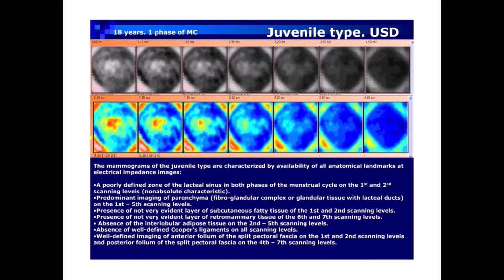Presence of a not very evident layer of subcutaneous fatty tissue on the first and second scanning levels. Presence of a not very evident layer of retromammary tissue on the sixth and seventh scanning levels. Absence of the interlobular adipose tissue on the second to fifth scanning levels. Absence of well-defined Cooper's ligaments on all scanning levels. Well-defined imaging of the anterior folium of the split pectoral fascia on the first and second scanning levels, and the posterior folium of the split pectoral fascia on the fourth to seventh scanning levels.